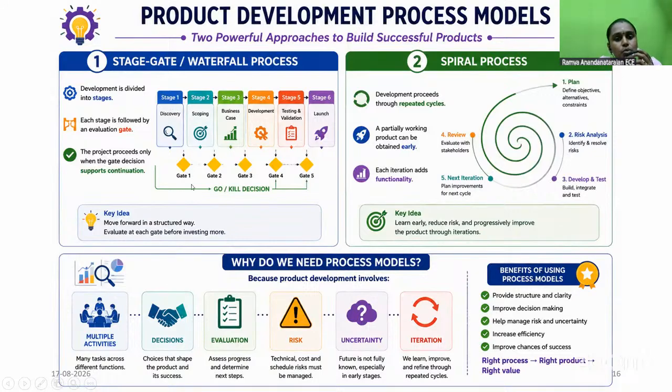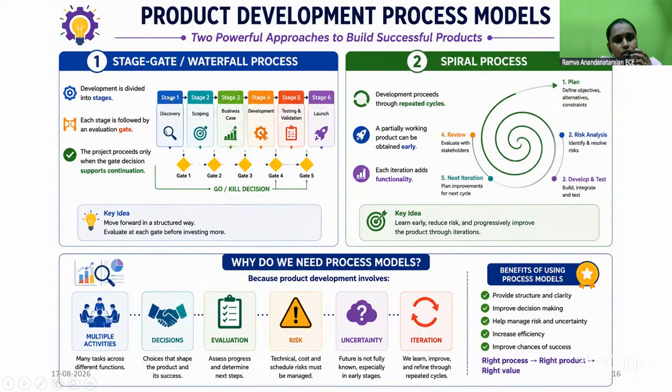For every stage, you will have one examination point, that is the gate. So at that point, you decide whether to go with the process, that is, go to the next step of the process, or kill the process there, or kill the decision and go for a different method. So this is called stage gate process, or sometimes it is known as waterfall process also.